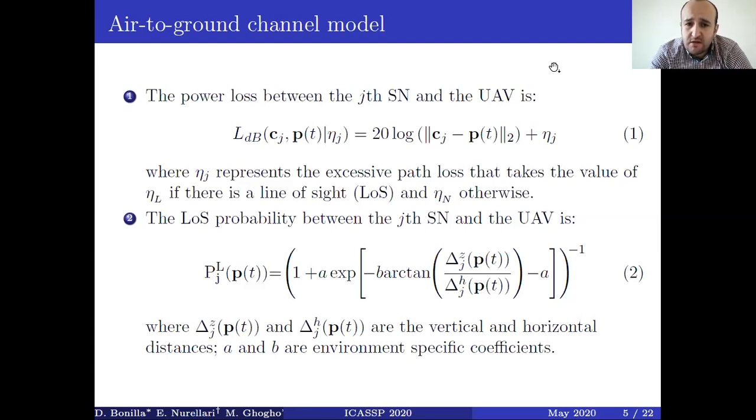Looking at that, it can easily be shown that the probability of line of sight between the j-th sensor node and the UAV is given by equation 2. Again, what is important in equation 2 is that this probability depends on the vertical and horizontal movement of the drone. And A and B are environment-specific coefficients, which are taken to be constant here.